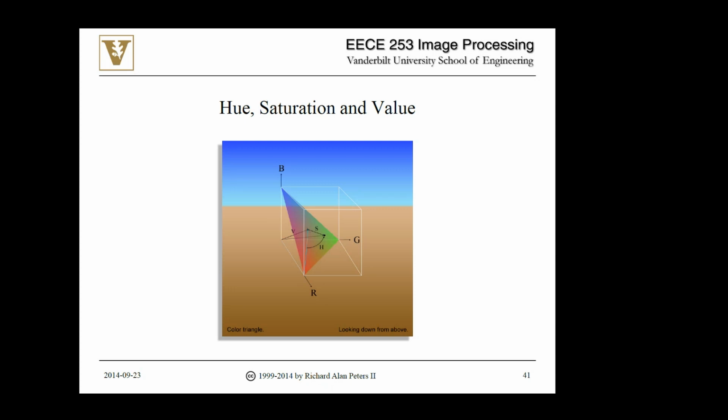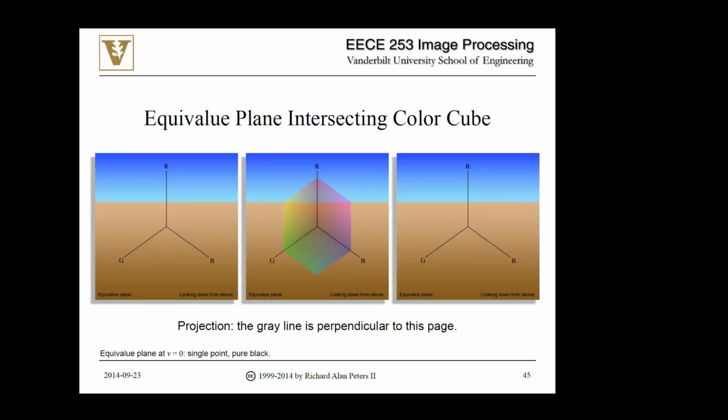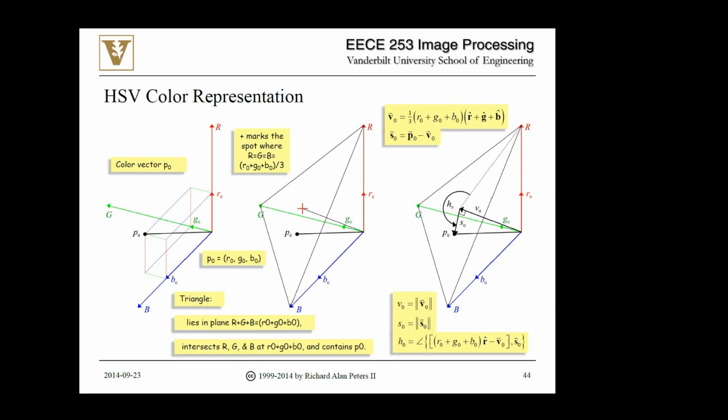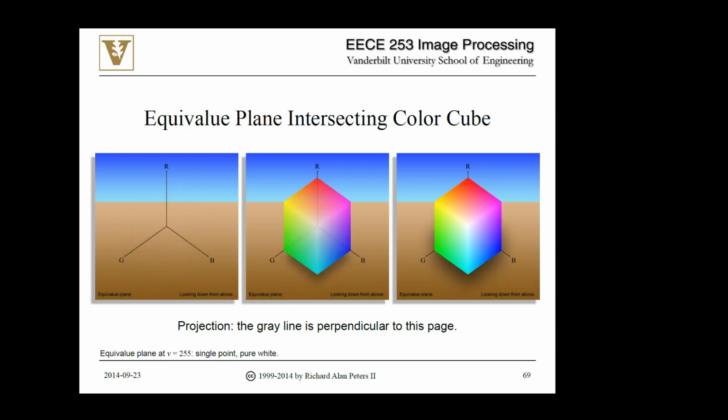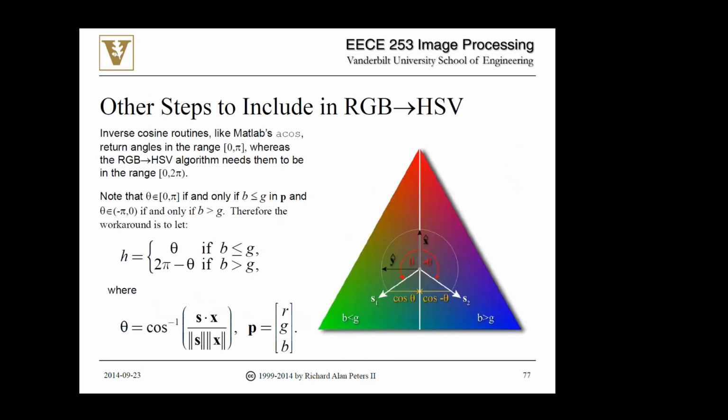And we saw yesterday how to go from one to the other. These are the coordinates here. So we have the hue saturation value. Value is the length of V. Saturation is the length of S. And hue is the angle between the vectors. So given RGB, you can go to HSV, and we can also go in the opposite direction.